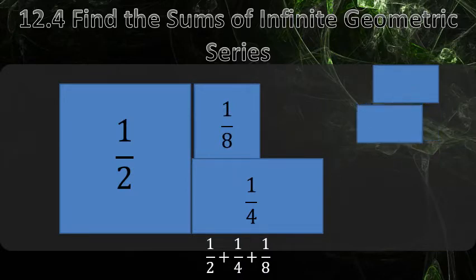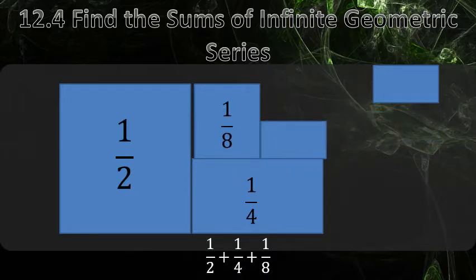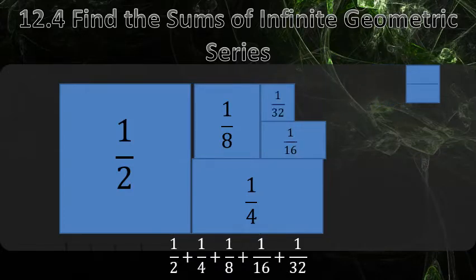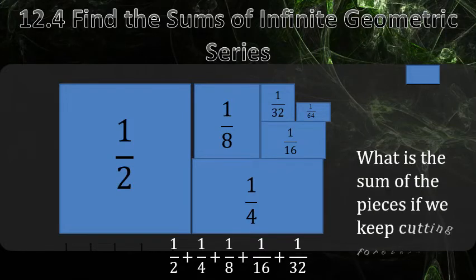Then I move half of what's left over, so half of an eighth is a 16th. Then I add half of that over, which would be a 32nd. Then I add half of that, which would be a 64th. And so on. So what is the sum of the pieces if we keep cutting forever? If we keep going forever, I think you can see that eventually all the pieces will be moved over and we'll have a total of 1.